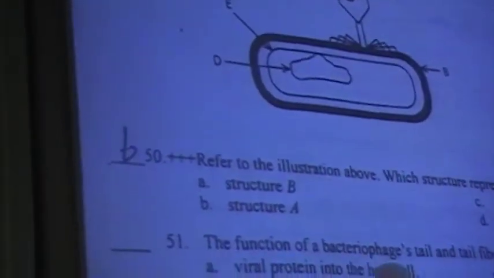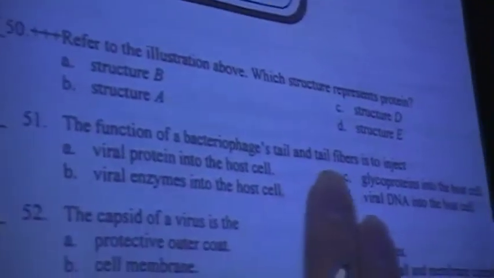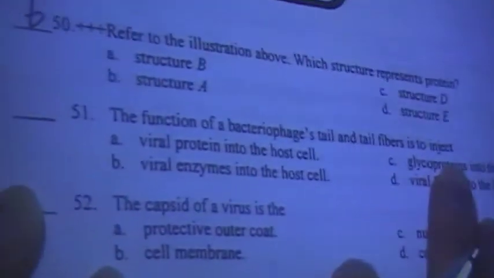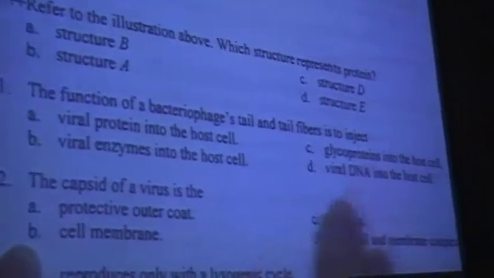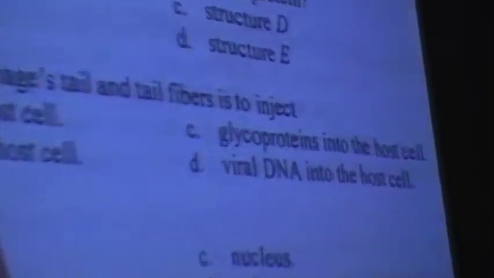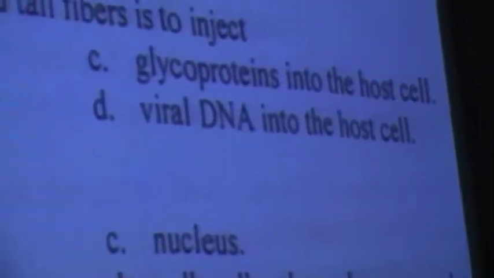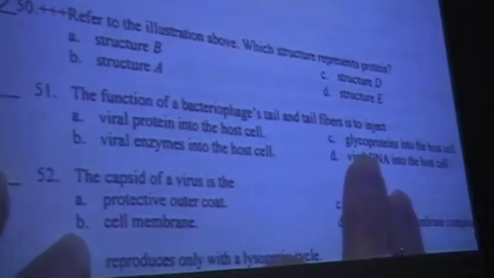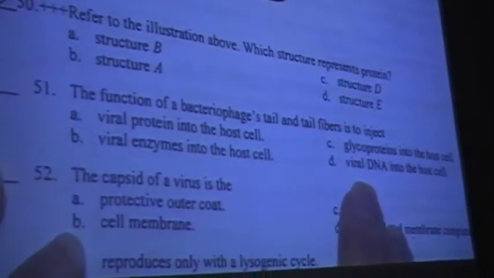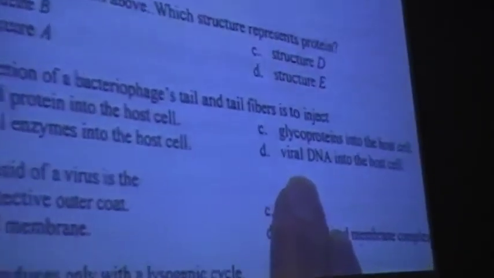The function of a bacteriophage's tail and tail fibers is to inject what? Are they going to inject the protein? No. What would be the purpose of that? The cell cannot reproduce with protein. Is it going to insert enzymes? No. Glycoproteins? No. Viral DNA? Yes, it's D.